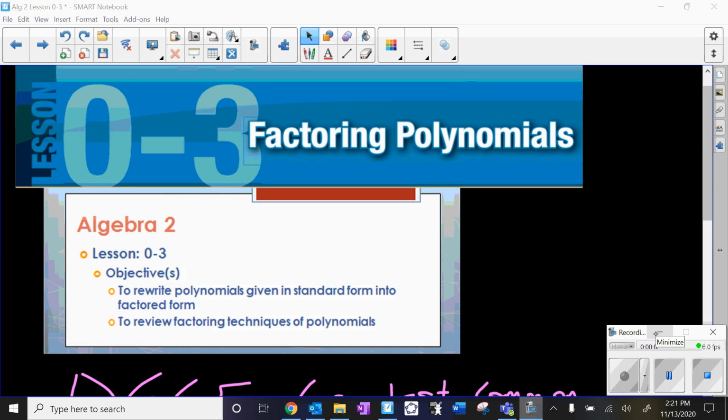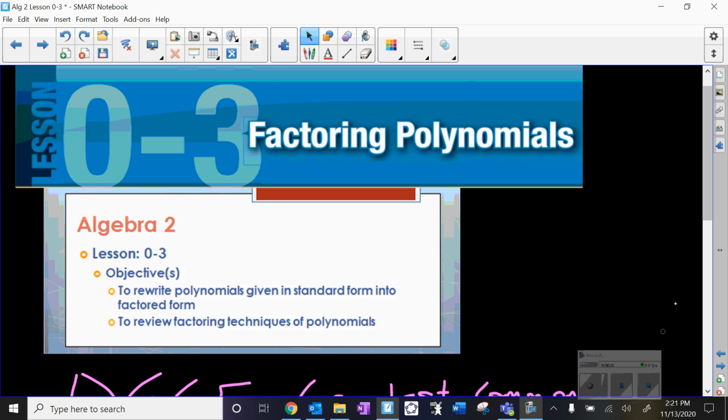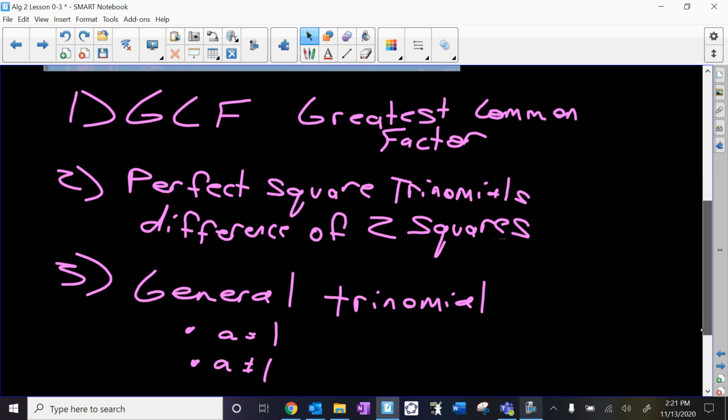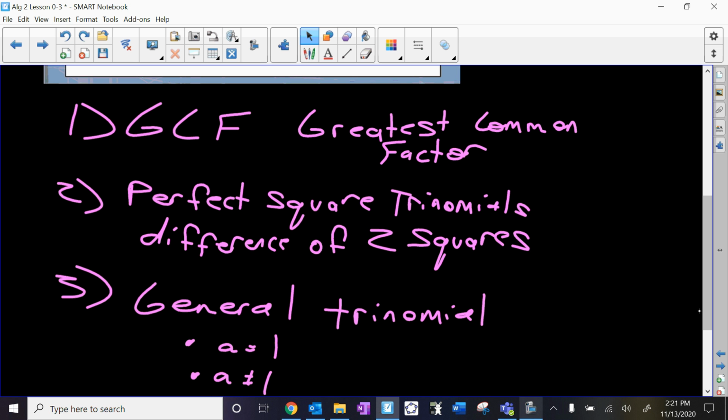In this lesson, we're going to look at factoring polynomials. We're really just going to focus mainly on quadratics. And there are some steps as to what to look for. So the very first step that I like to look for is what we call a greatest common factor. Is there something that I can take out between all the terms, like a highest number or a variable or both, between all the terms?